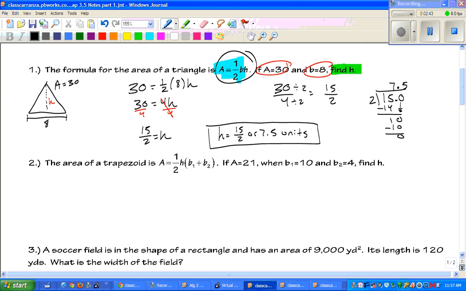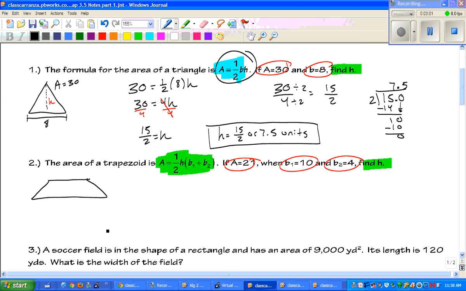All right, number 2 says the area of a trapezoid, and it gives us the formula. Area is 21, base 1 is 10, base 2 is 4, and we need to find the h. So let's draw just a little picture in case you guys forgot what a trapezoid looks like. So the area equals 21. Base 1 is 10. There's 4, and we're trying to find h.